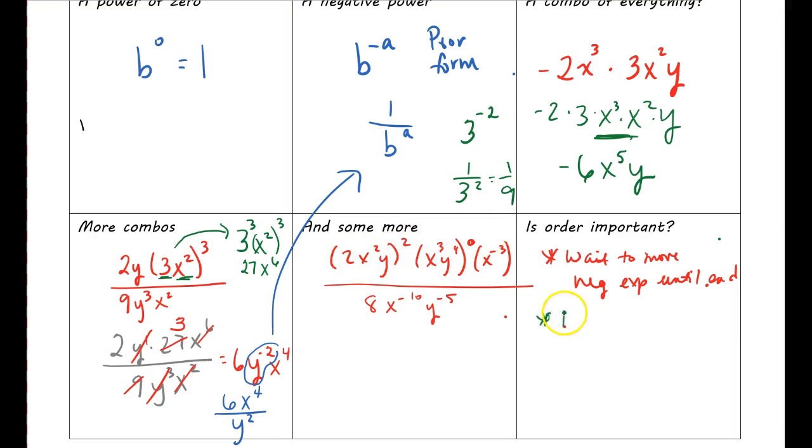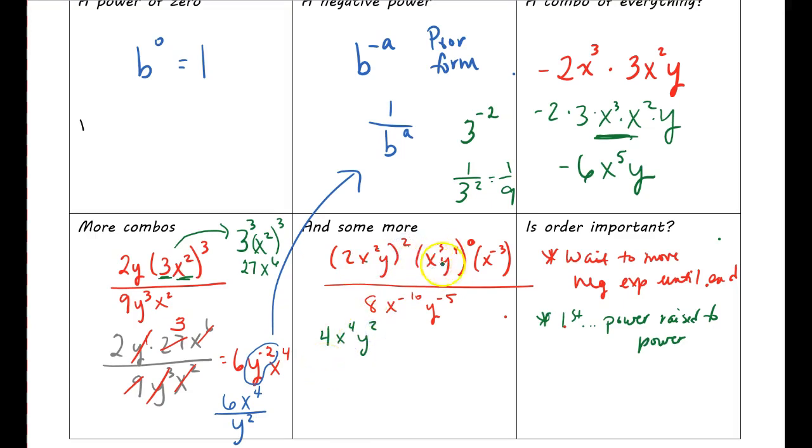The first thing might be power raised to power, just like in PEMDAS. So that's what I'll do here. So it'll become 2. Everything gets squared. So 2 squared is 4. X squared squared is x to the fourth. And then y squared is just y squared.